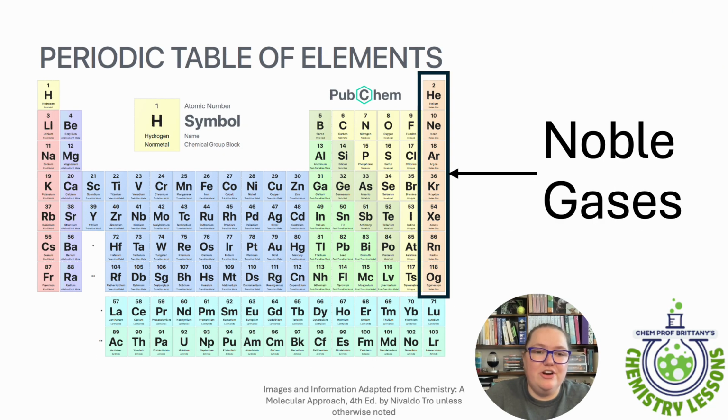As you can see here, the noble gases are located on the far right-hand side of your periodic table. Depending on how your periodic table is labeled, this may be group 8A or group 18. It just depends on how the maker of your periodic table chose to do it.